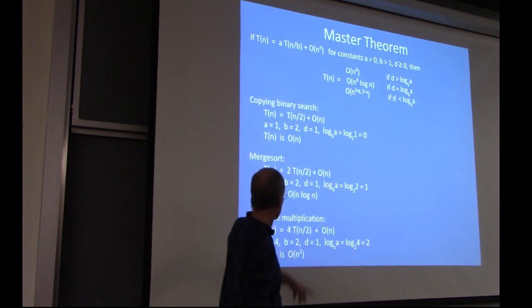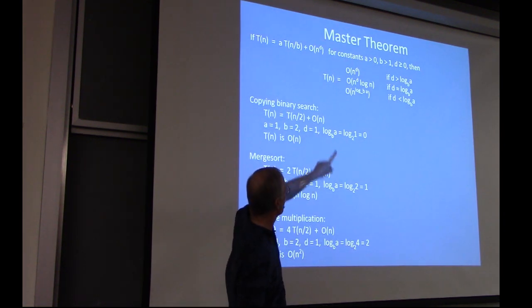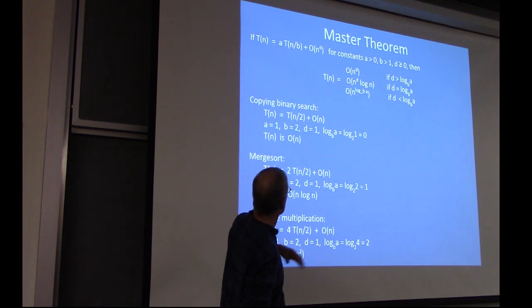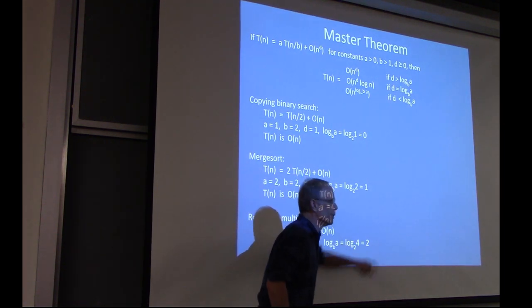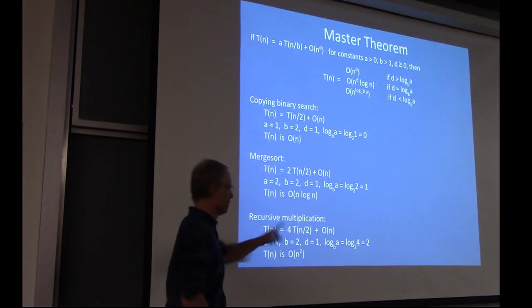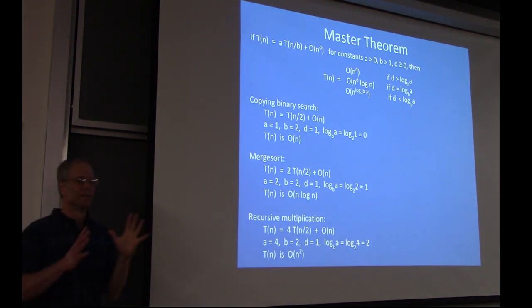2, the log is bigger than D, the exponent, and so we're in the third case. And our answer is O of n to the log base B of A. Well, the log base B of A was 2, we just figured that out. So it's O of n squared. Easy.